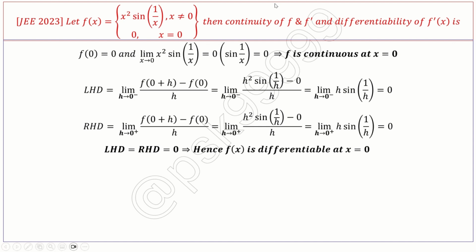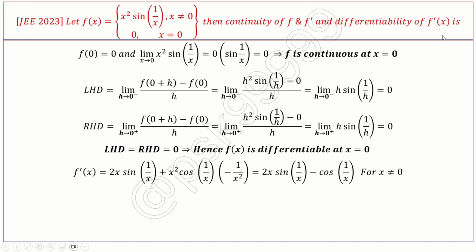Now two things you found. Now f dash x. So what is f dash x? f dash x is simply 2x sine(1/x) plus x square cos(1/x) into minus 1 by x square. If I simplify, this is what f dash x is. And this is for x not equal to 0, correct? Only this definition.